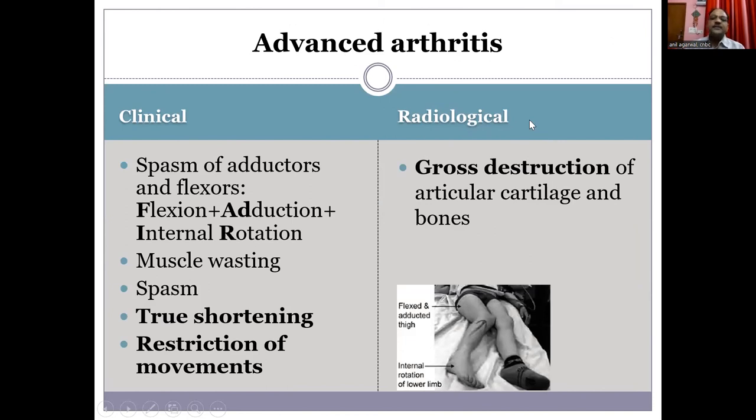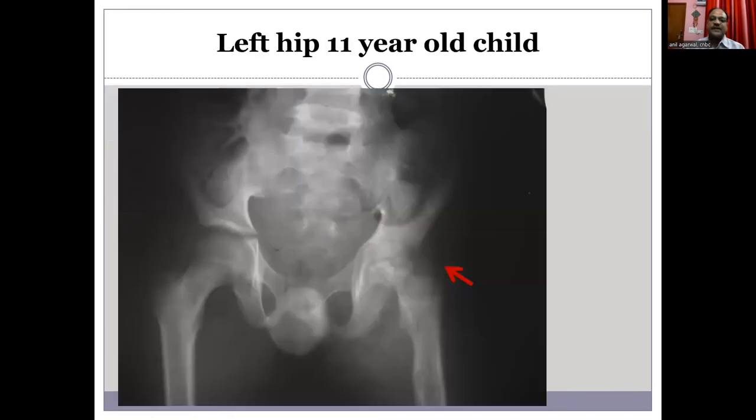Advanced arthritis: further destruction and this time shortening as well. In this particular case, you can see that the joint space has practically disappeared. And in this particular case, tubercular osteomyelitis was also associated.